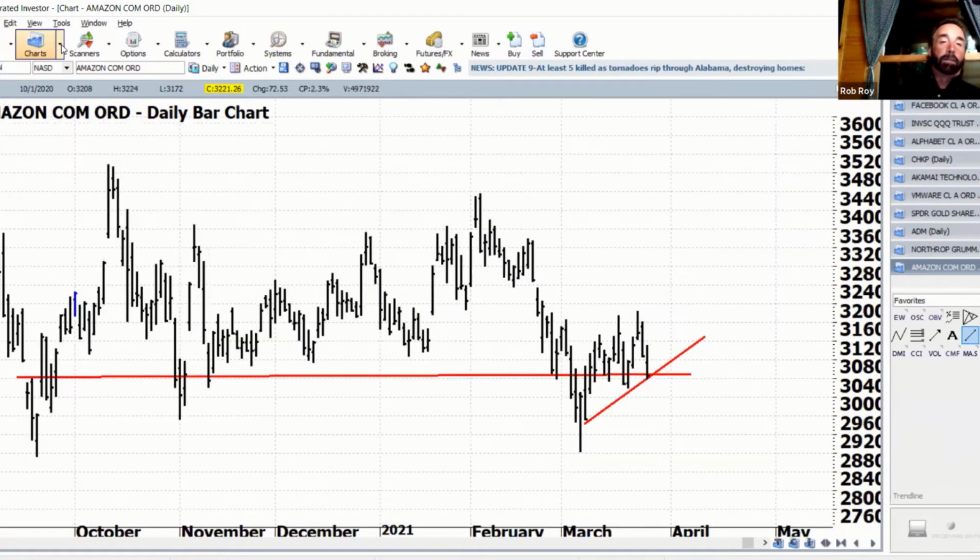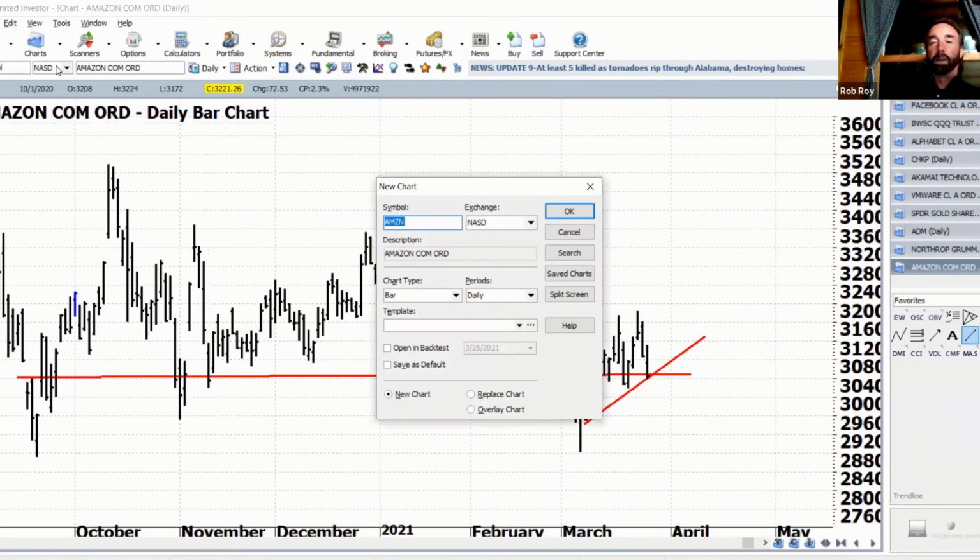Amazon's one that no doubt you're aware of, can really run. So when you talk about the possibility of what can happen in a month's time, Amazon could be at 5,000 in a month. Anything is possible there.